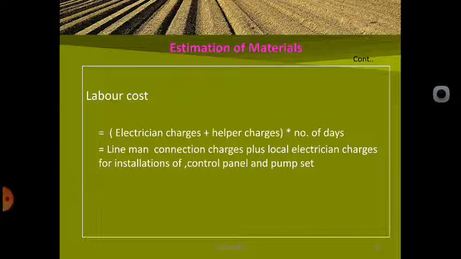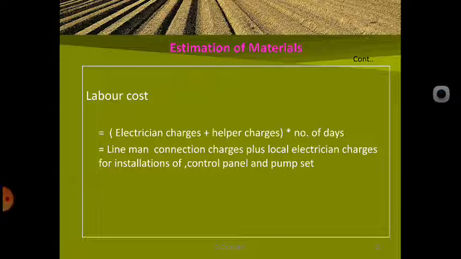So nowadays we are observing the lineman only will give the connection on the pole itself. The remaining things, service wire, clipping and installation of ICDP switch, energy meter and all arrangements, the local electrician only is going to do. So the lineman is the one authorized to give the electrical supply at the pole. Even then he is taking some charges. So this lineman charges plus local electrician charges we are going to pay as labor charges. These are the basic theoretical ideas of agriculture.